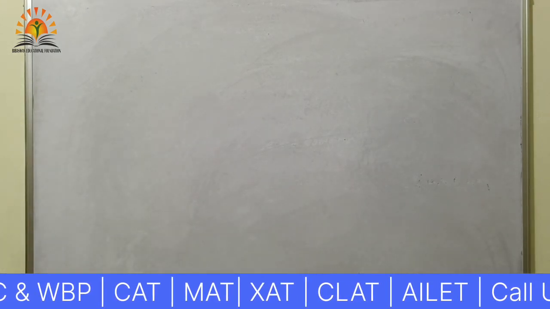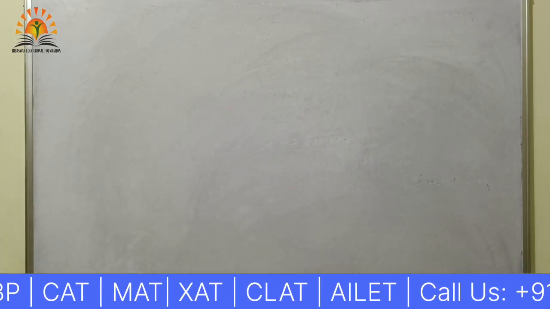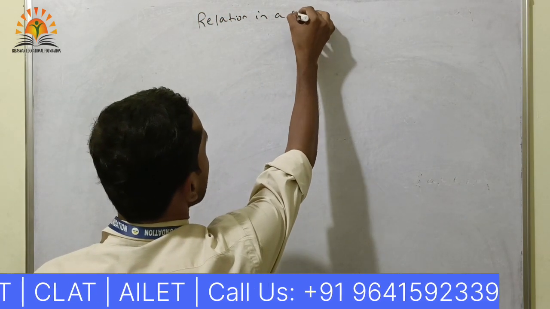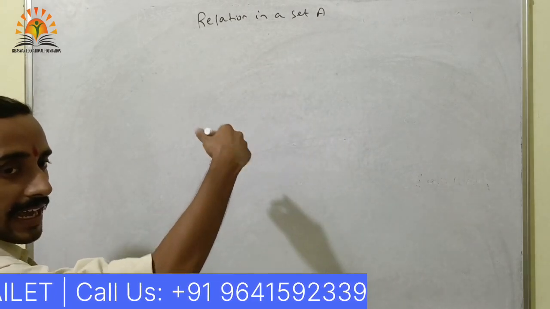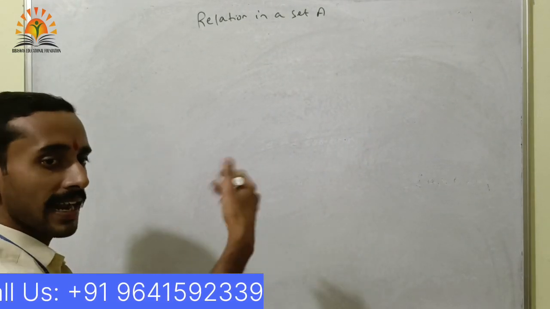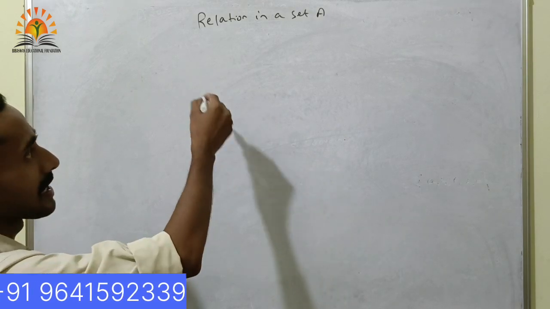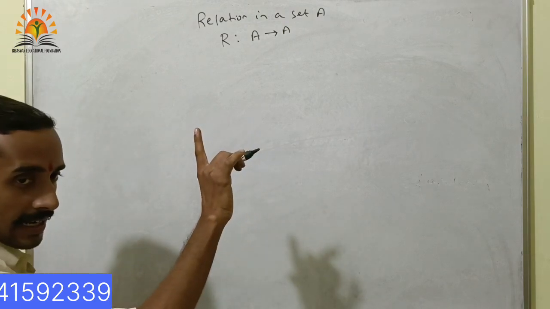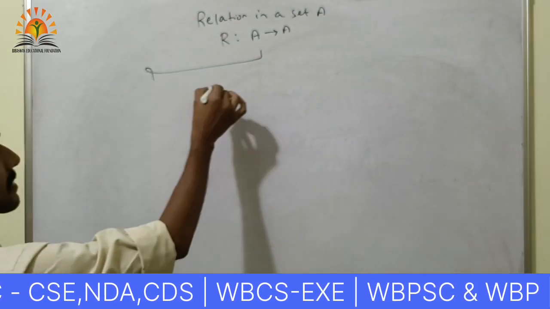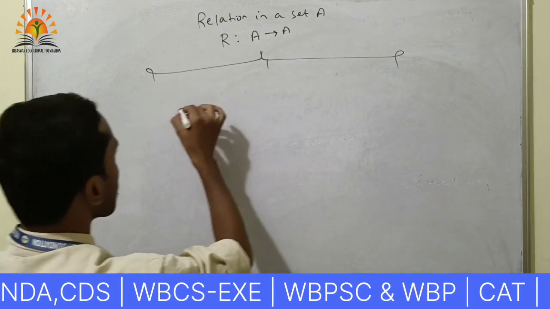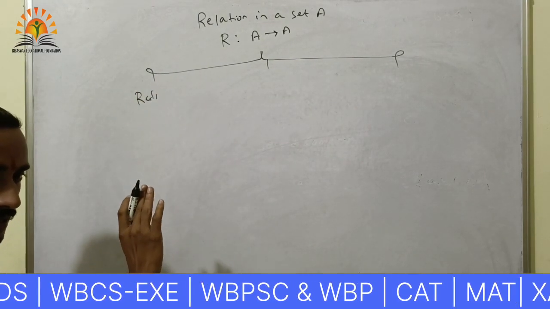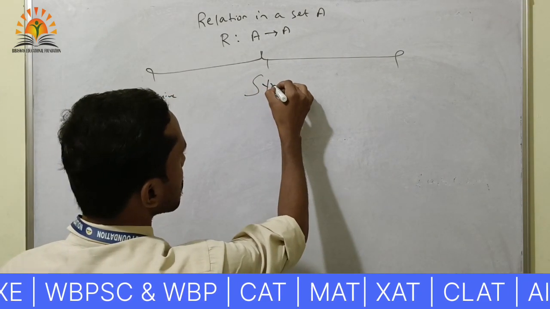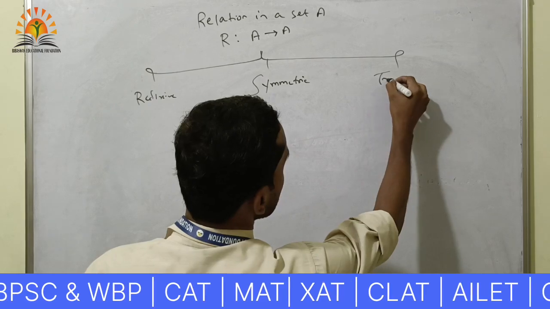Then how many types of relation are there? There is a new technical term, relation in a set A. What is the meaning of relation in a set A? It simply means from A to A. We can write it as R from A to A. Clear? And there are three types of relation. The first is reflexive, the second is symmetric, and the third is transitive.